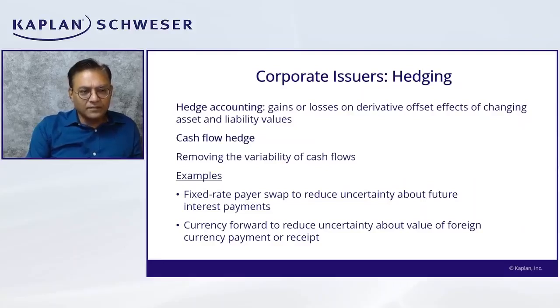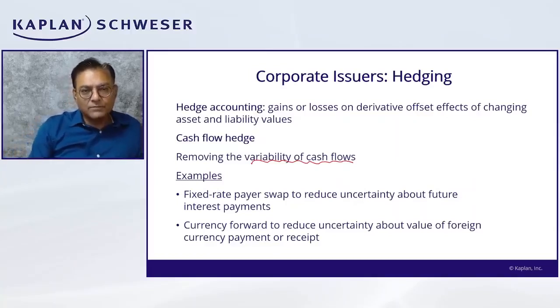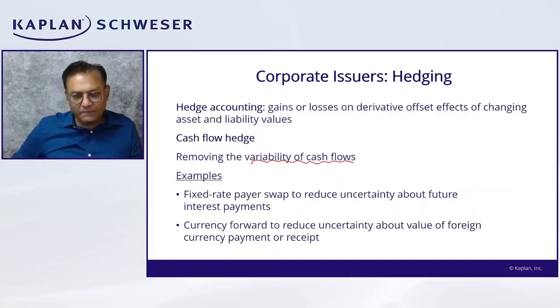For a cash flow hedge, we want to remove the variability of cash flows. Let's look at an example. Again, a fixed rate payer swap to reduce uncertainty about existing floating rate debt. So if you have a floating rate note outstanding and you're concerned about the fluctuations in rate leading to fluctuations in your interest cost, your interest cash outlays, you can do a swap to convert a floating rate liability to a fixed rate liability. Again, use a currency forward to lock in the value of accounts receivable denominated in a foreign currency or accounts payable denominated in a foreign currency.